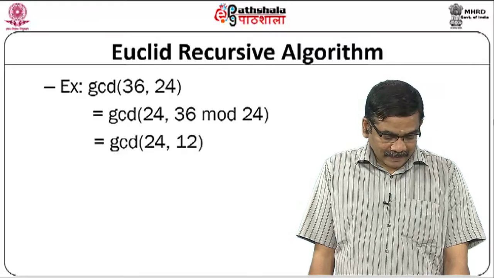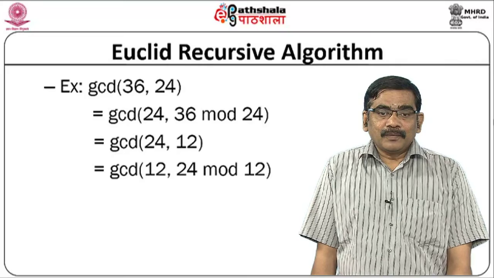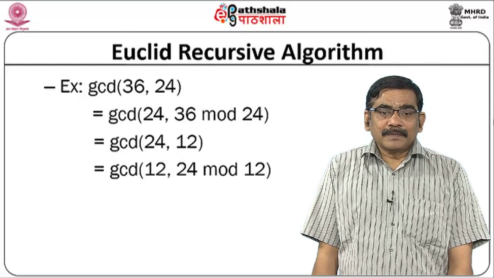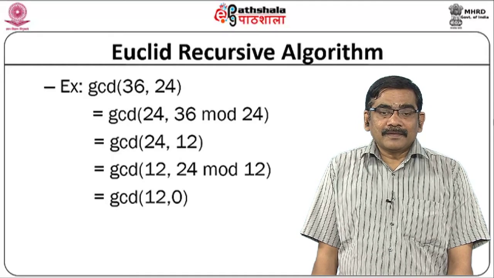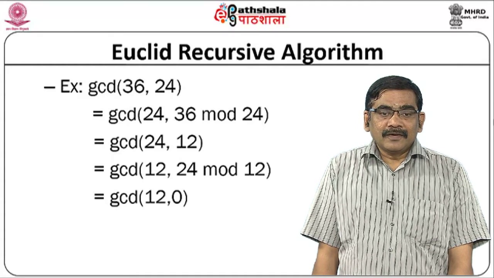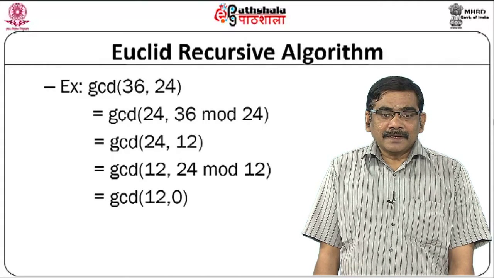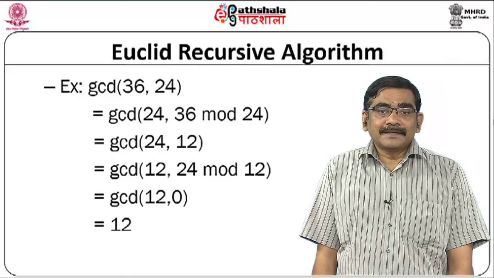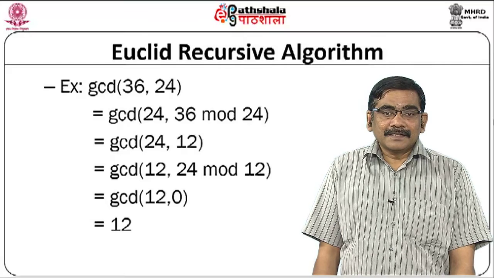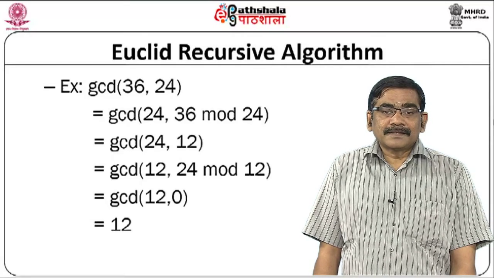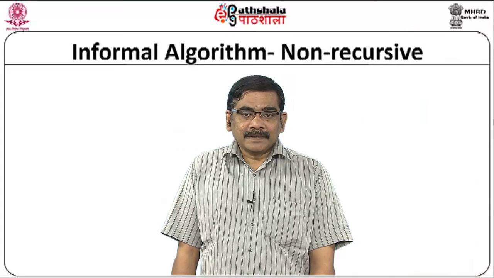Again, recursively this is GCD of 12 comma 24 mod 12. 24 mod 12 is going to be 0. So it becomes GCD of 12 comma 0. The second number is 0, so you are going to return 12 as the result. So you can see the recursive form of the algorithm is as good as the original procedure.